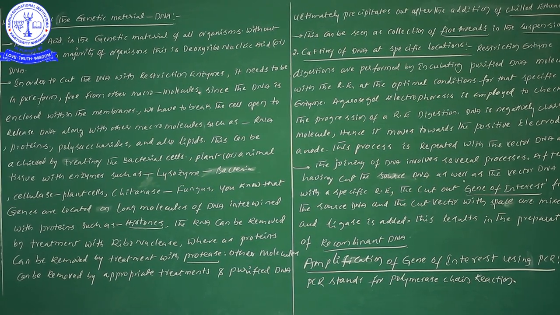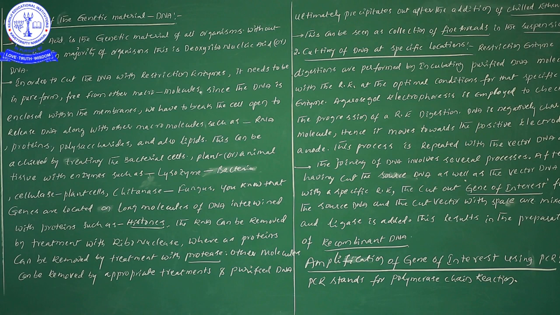Now, the processes of recombinant DNA technology. In the process of recombinant DNA technology, the first step is isolation of genetic material, that is, the isolation of DNA. So this is the first step.